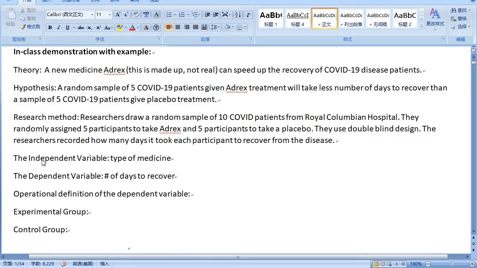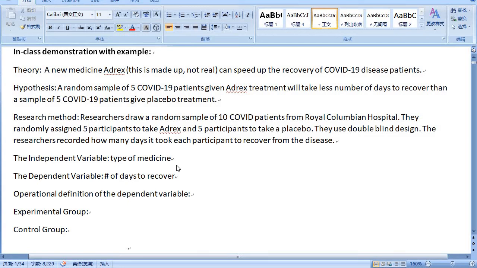And in this particular case, my independent variable is the type of medicine, the type of medication given to the patients, given to the sample. And for this independent variable, I have 2 levels. One level is the real medication, reserach. The second level is a placebo.